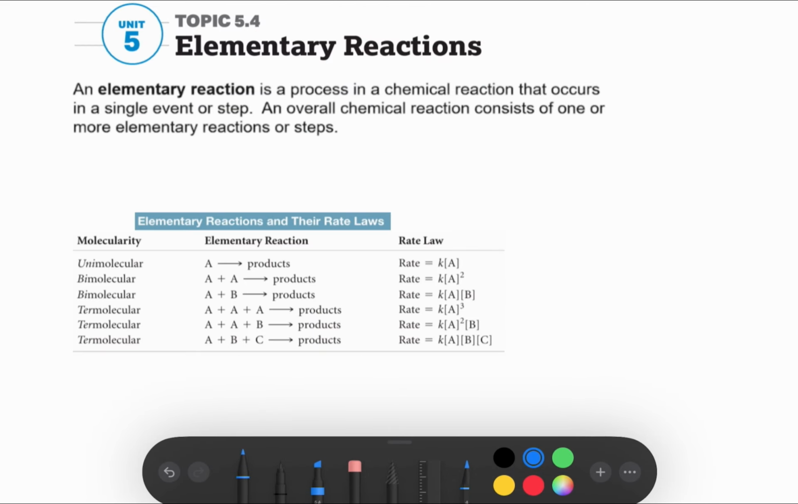Let's go to the definition of elementary reactions in section 5.4. Generally speaking, in order to have a reaction, the particles should collide. If we introduce the concept of an elementary reaction, it's a process in a chemical reaction that occurs in a single step.